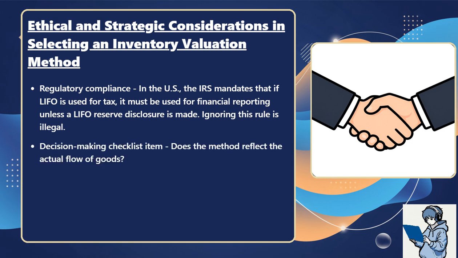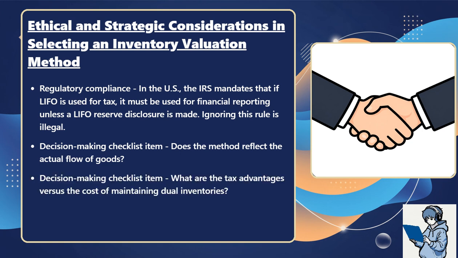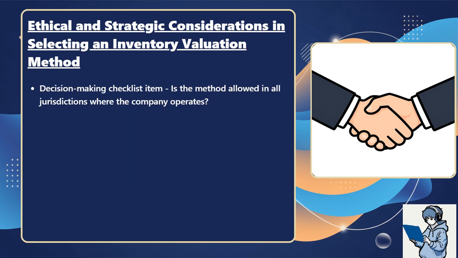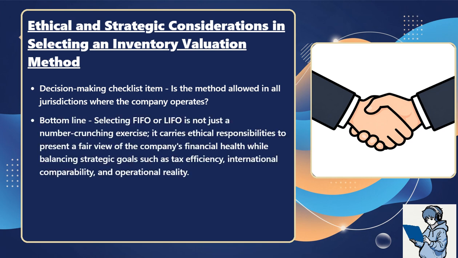Decision-making checklist item. Does the method reflect the actual flow of goods? Decision-making checklist item. What are the tax advantages versus the cost of maintaining dual inventories? Decision-making checklist item. How will the choice affect covenant compliance and stakeholder perception? Decision-making checklist item. Is the method allowed in all jurisdictions where the company operates? Bottom line, selecting FIFO or LIFO is not just a number-crunching exercise.